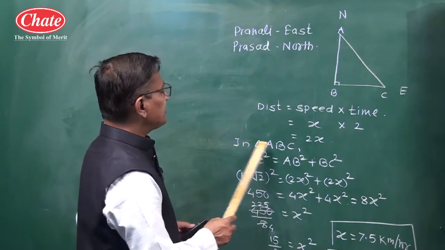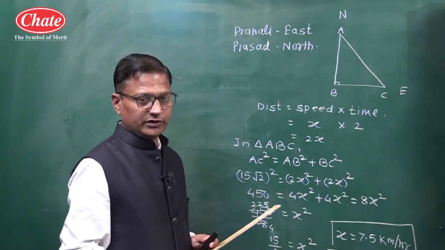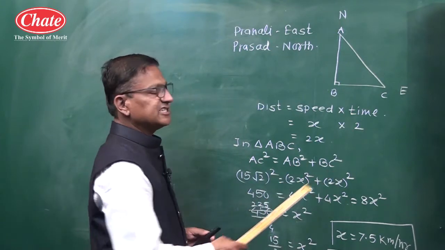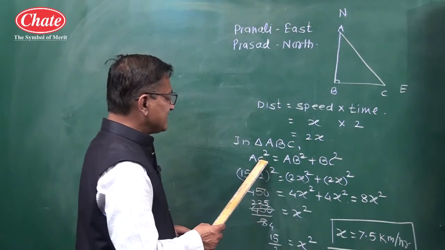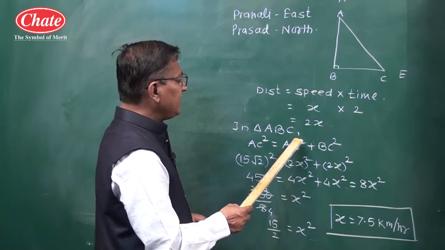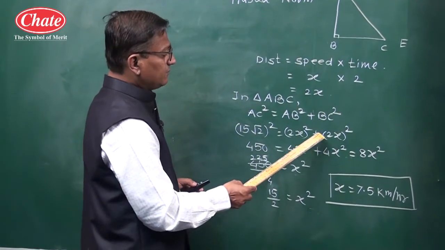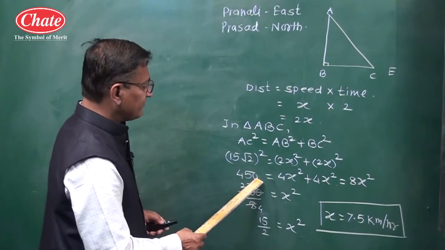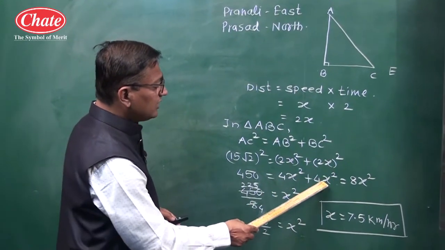Now see, in triangle ABC, it is a right angle triangle with angle B equal to 90 degrees. So AC square is equal to AB square plus BC square. It is Pythagoras theorem. Put the values. AC, 15√2 square, is equal to, AB is equal to BC is equal to 2x. So (2x) square plus (2x) square. 15√2 square is 450, which is equal to 4x square plus 4x square.